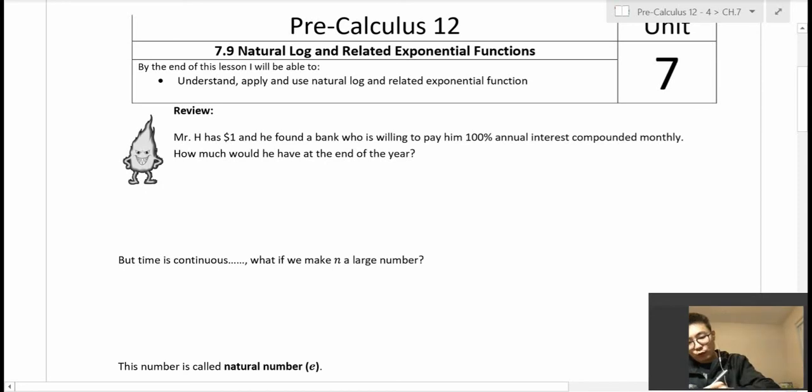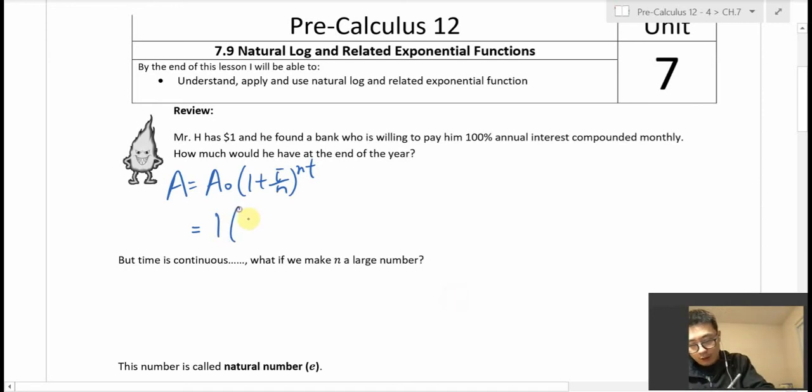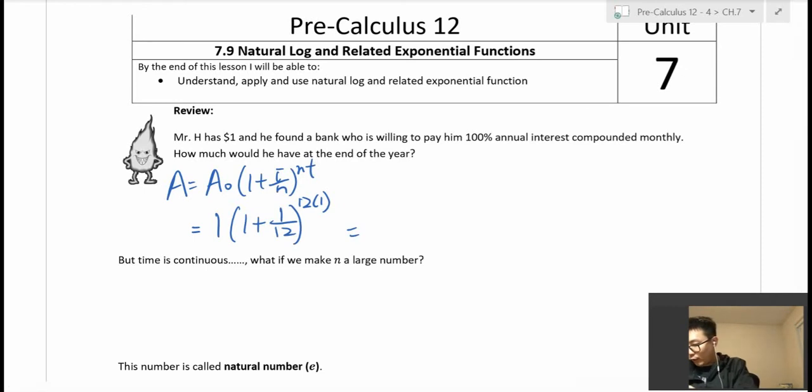So this is simply a compound interest question. If we recall the formula, it was A equals A naught times (1 plus i over n) to the power of nt. Now I have $1, so that's my A naught, 1, times (1 plus the interest rate, which is 100%, so that's 1, over 12, since it's compounded monthly) to the power of n, which is 12 times 1 year. Now if we put this into a calculator: 1 plus 1 over 12, to the power of 12 times 1.